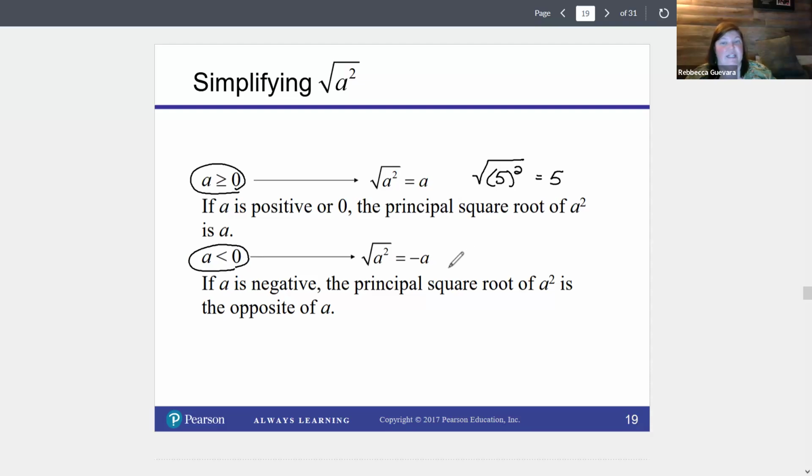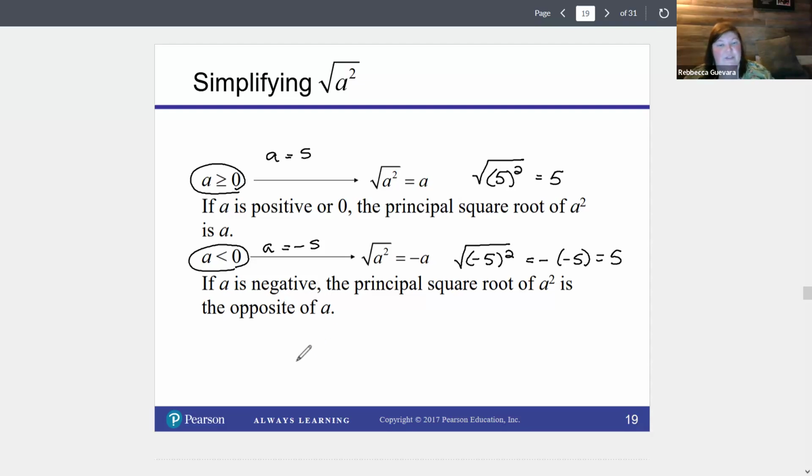If a is negative, so I'm doing the square root of (-5) squared, the square root of a squared is going to be -a. So remember, here a is 5, here a is -5. So I'm saying I'm taking the negative of a, so -(-5), and I get 5 back. So if a is negative, the principal root of a squared is going to be the opposite of a.